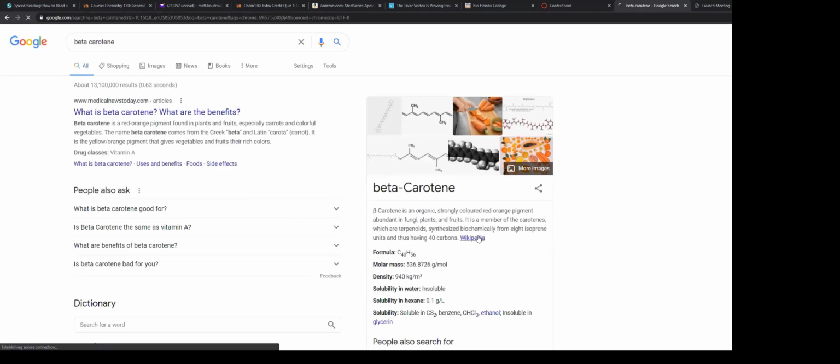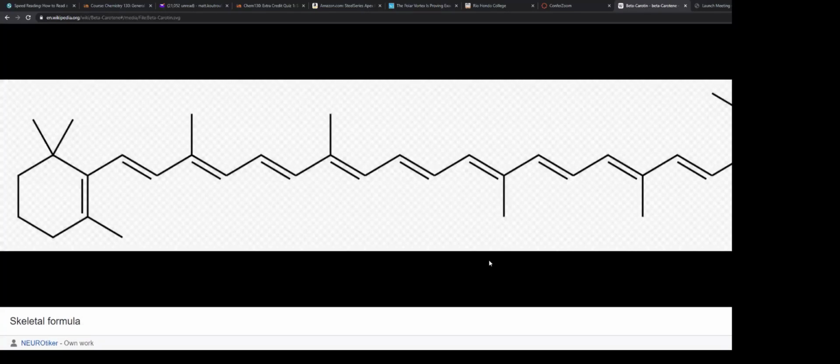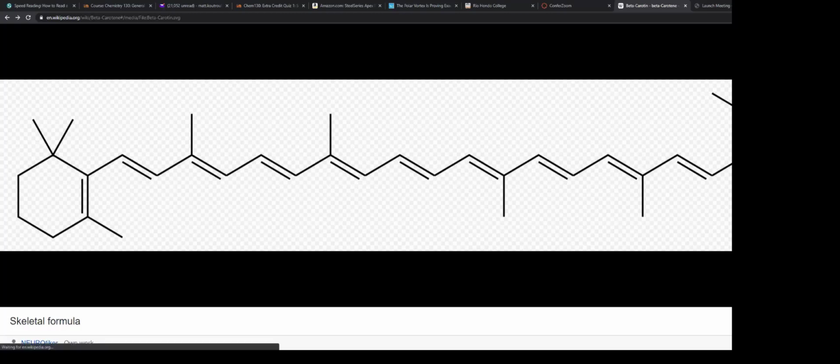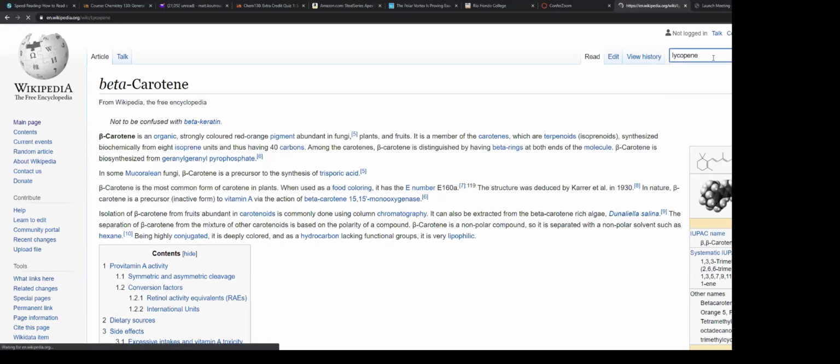Beta-carotene. You've heard of beta-carotene, I'm sure, right? Beta-carotene is in carrots. This molecule is very conjugated. Double bond, single bond, double bond, single bond, double bond, single bond, double bond, single bond. Okay. Here's another one. Lycopene.